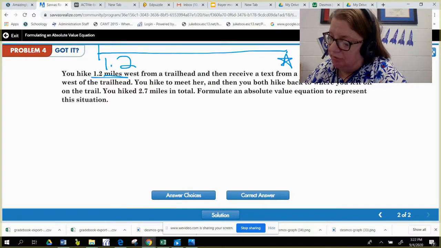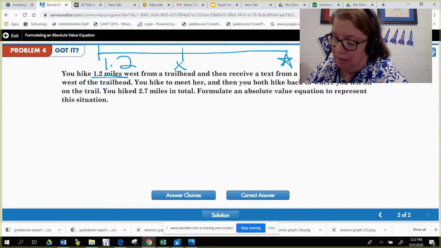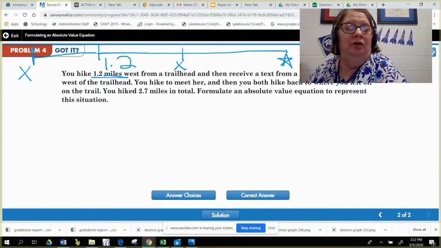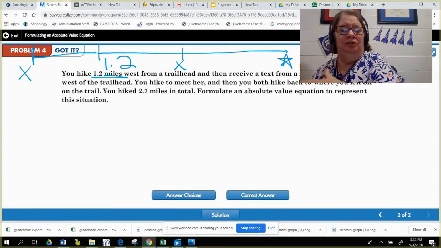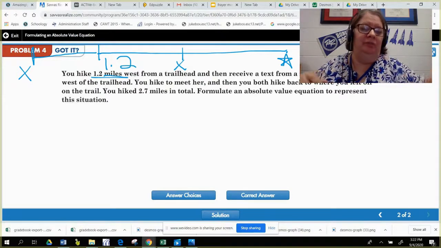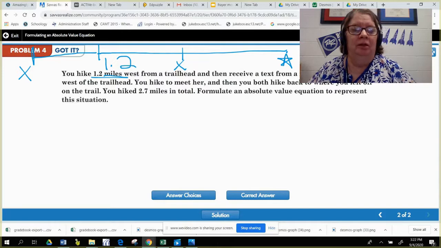You receive a text from a friend. She is X miles west of the trailhead. Now she might be here. She might not have got to you yet. Or she might be over here, right? She might have passed you, you just didn't know it. Or maybe she left before you. We don't know if she's between you and the trailhead or if she's between you and the rest of the trail.